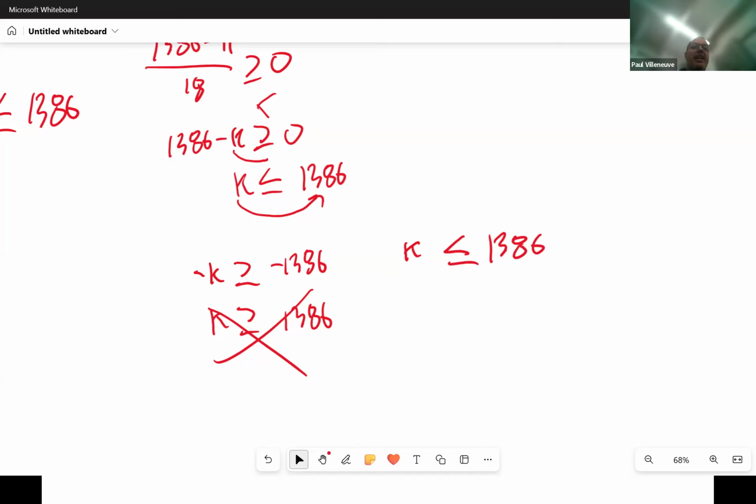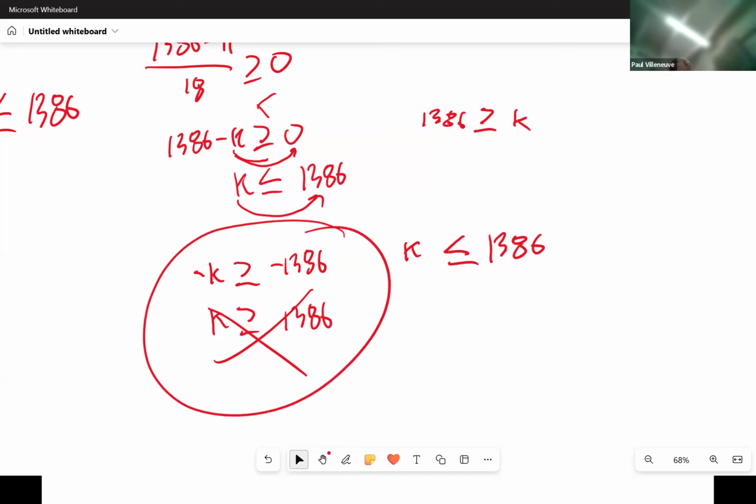So the rule that I said was, if you can, just bring K to this side. So 1386 is going to be equal to or greater than K, right? I would not suggest doing this because more often than not, you're going to forget the equality, right?